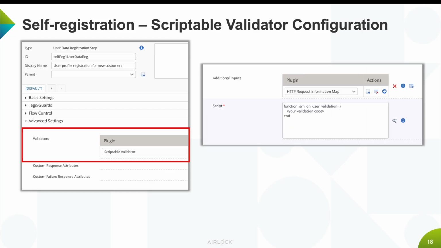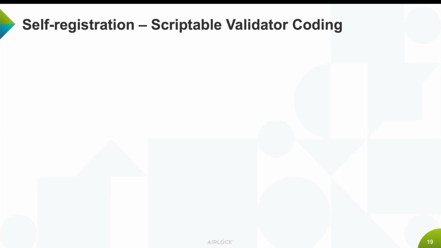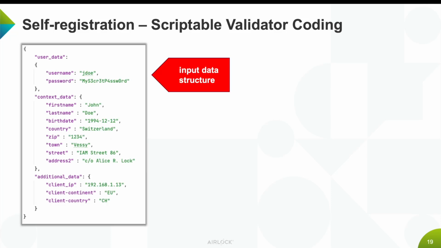The Scriptable Validator plugin configuration itself consists of the actual script code performing the validation and a list of plugins providing additional input. For example, the script gets the following JSON structure as input. Here is the entered username and the password, the context data entered by the user, and additional data added by IAM. In this example, request information such as the client IP and geolocation attributes are provided to the script.